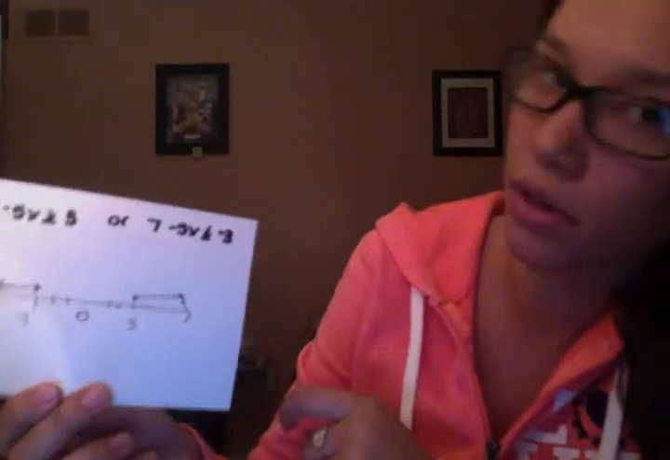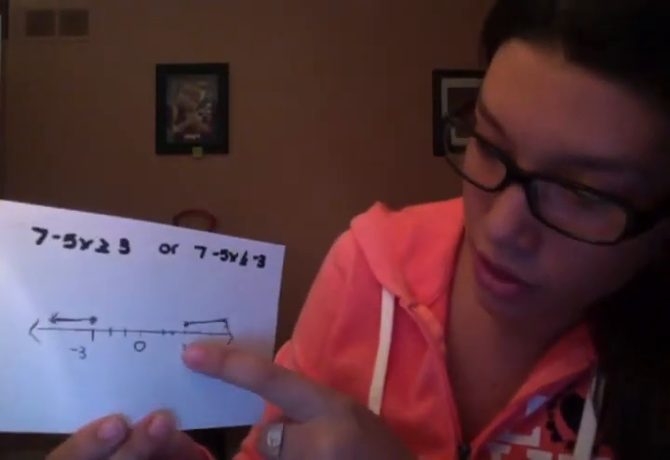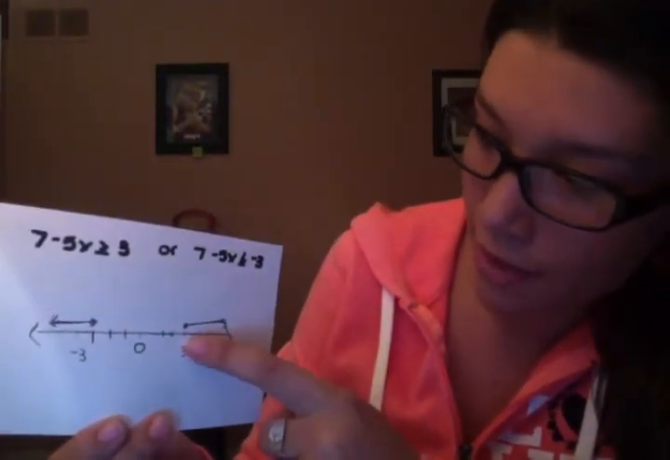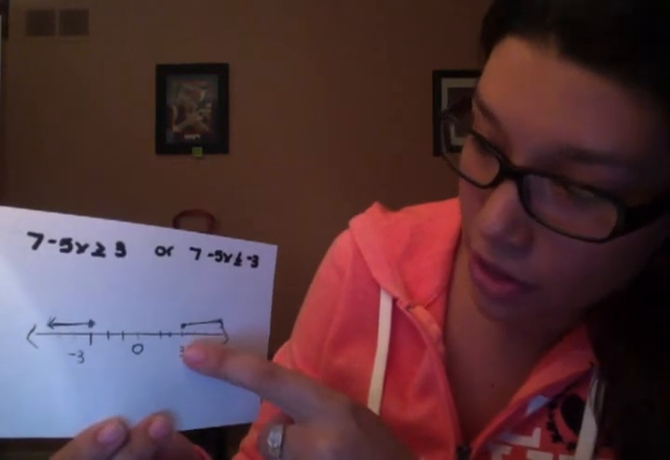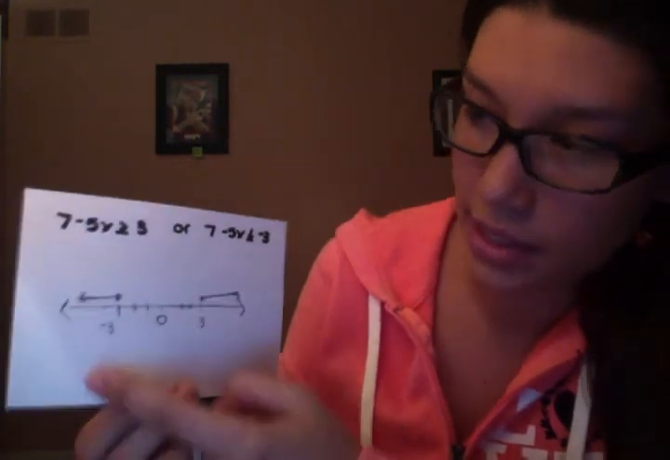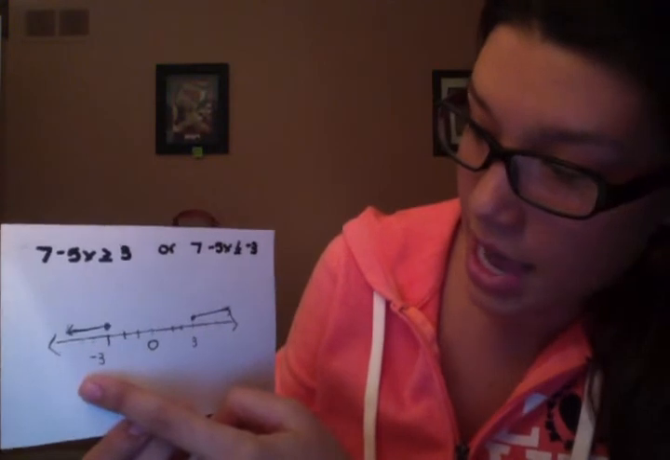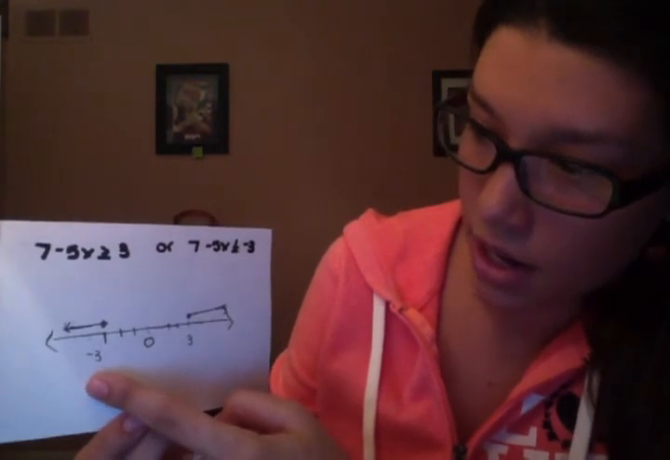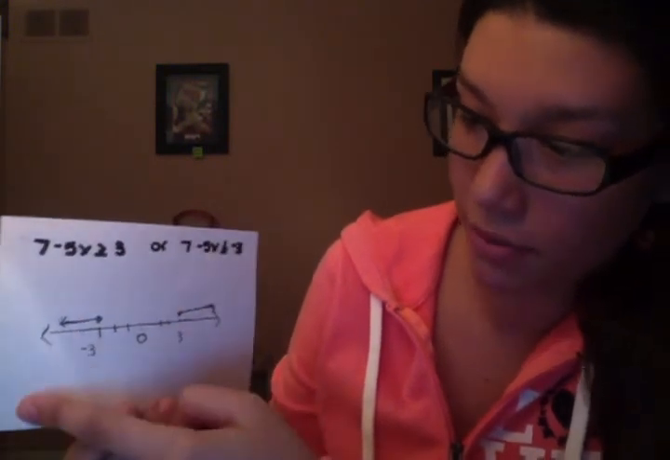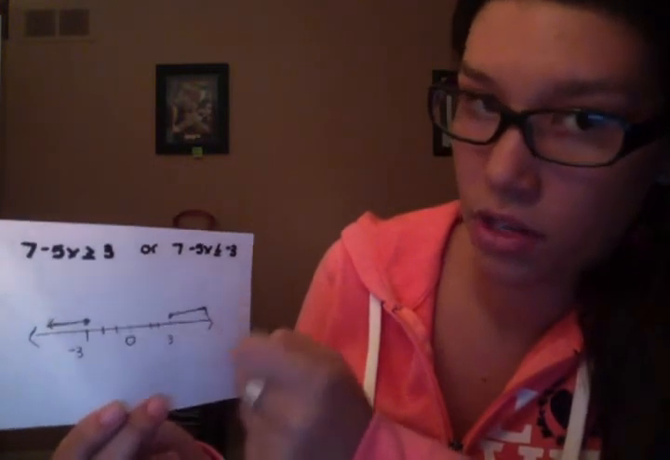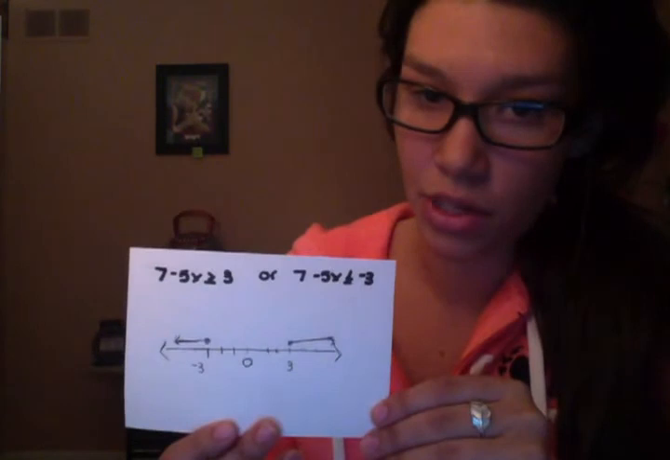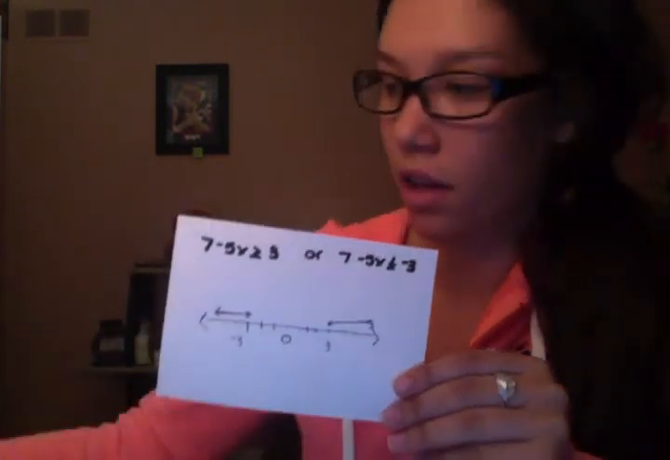To show that on a number line, we would use the closed circle because 7 minus 5x is greater than or equal to 3, so we shade to the right. And since 7 minus 5x is less than or equal to negative 3, we shade to the left. We're including 3 and negative 3, so that's why we used closed circles. And then in order to solve this, we solve them as two separate inequalities.